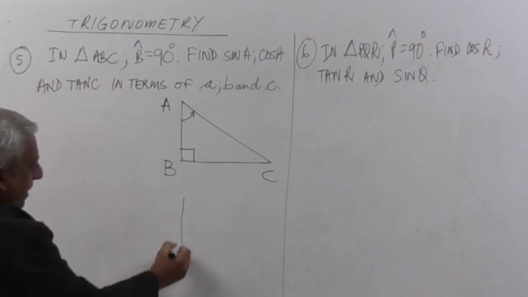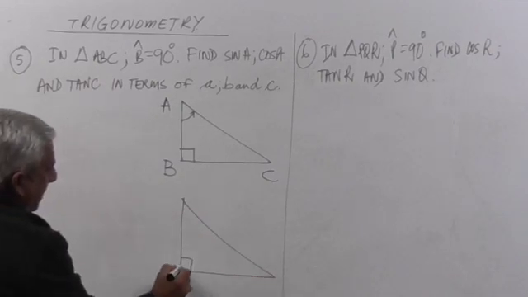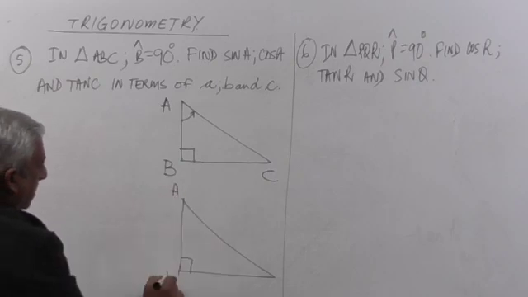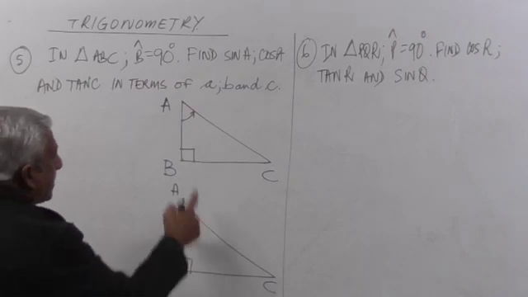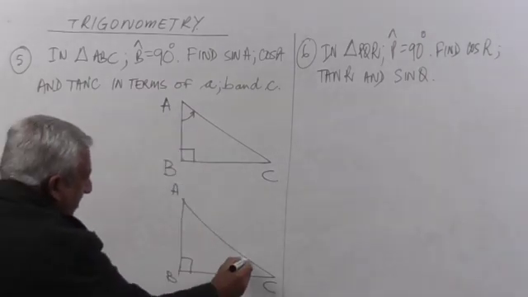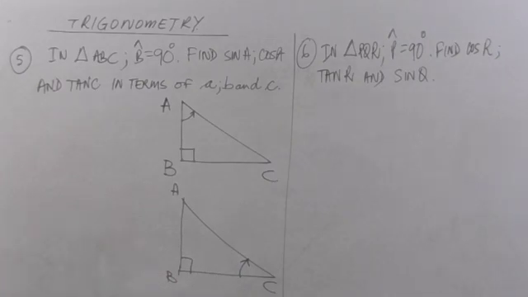That means I must draw the diagram 2 times. Because the first time I will look from there. The second time I'm going to look from there. So let's do the first one. And then in terms of small letter A, small letter B, and small letter C.